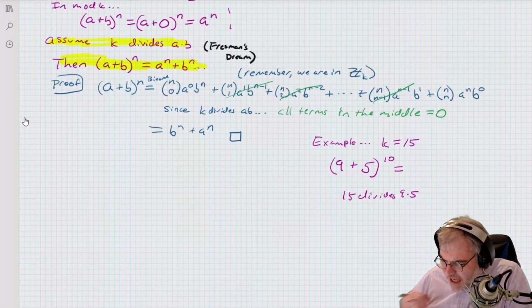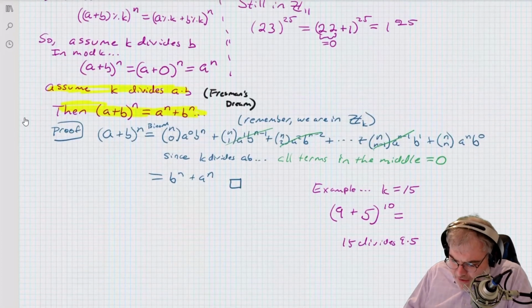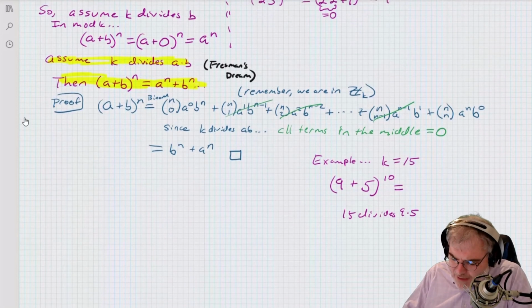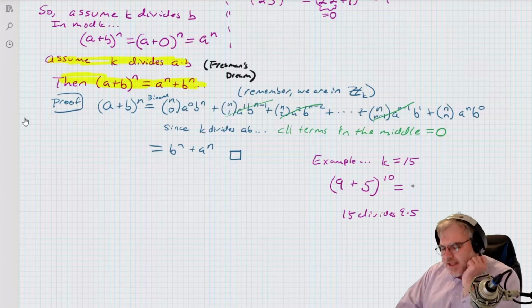But if K is not prime, then I've got something interesting, something useful. It's still true if K is not prime, but I can use this one up here if K is not prime. However, if K is prime, I can use this one, because that means that K divides A or K divides B. Now, here's why this is useful.